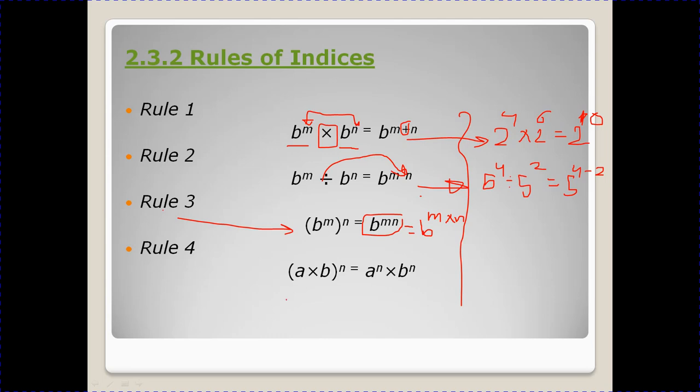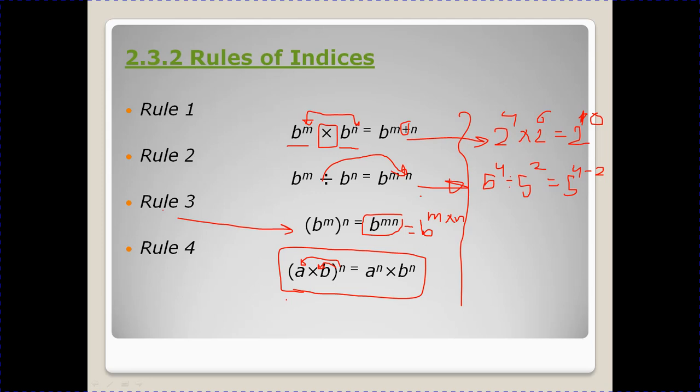Now you can use this. It's not a rule. It is one characteristic of brackets. Now a times b, all to the power n, it's distribution. You are distributing n on every term inside the bracket. So when you have a times b to the power n, n will be given to a as well as to b.